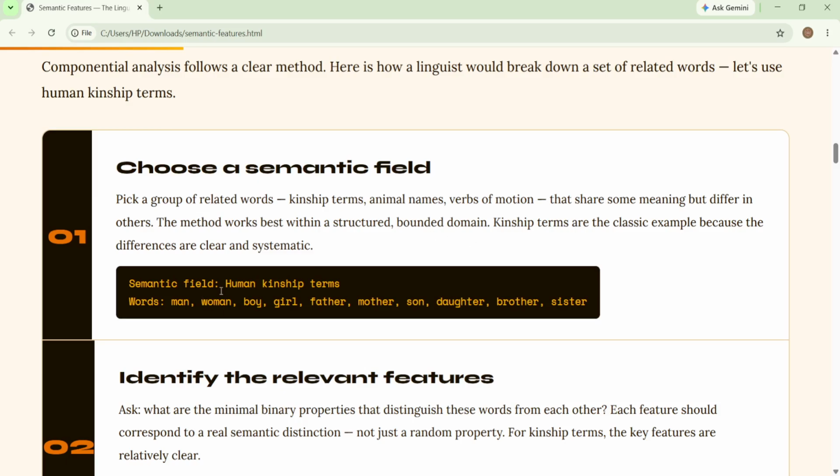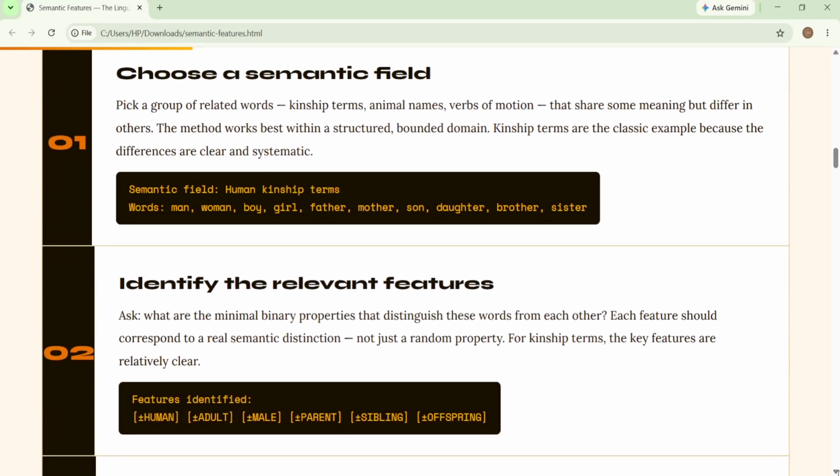So we'll be taking the semantic field of the human kinship system. You can take words depending on you. The most common ones are man, woman, boy, girl, father, mother, son, daughter, brother, sister. So moving on to the next step, which is to identify the relevant features.